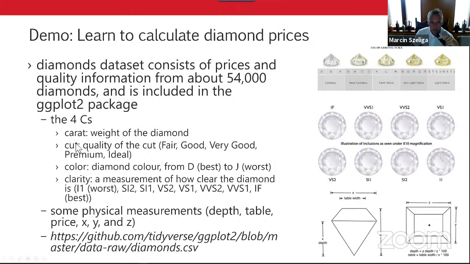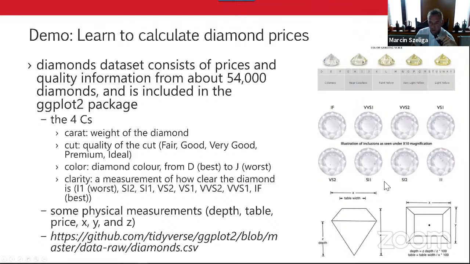So we have carat, cut, color. The third one is diamond color, from D, the best, to J, the worst. Try to remember it. I will show you this slide one more time, otherwise you will not be able to follow my example. So carat, cut, color, clarity, the measurement of how clear the diamond is, and it's still a categorical variable. The worst is I1, the best is IF. Okay, it looks like this.